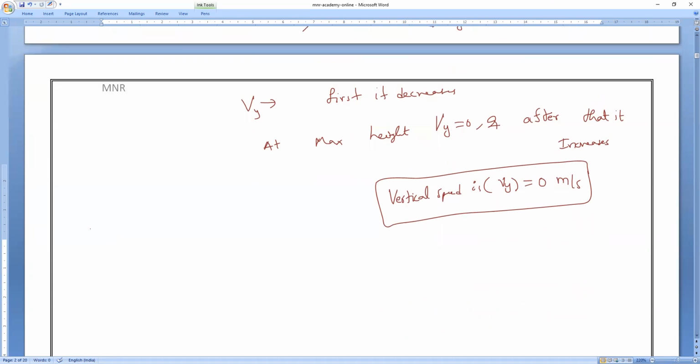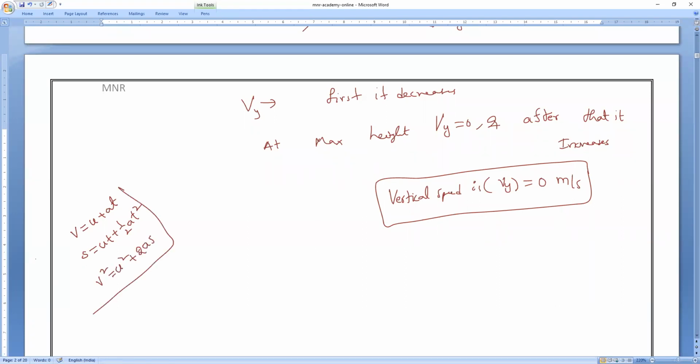We all know the 3 equations of motion we have been studying from class 9th. What are the 3 equations of motion? v equals u plus at. s equals ut plus half at square. And v square equals u square plus 2as.